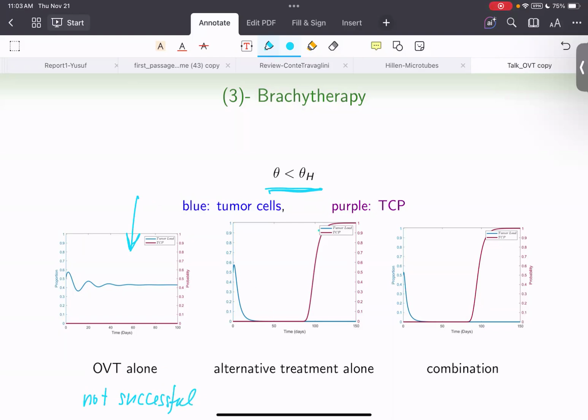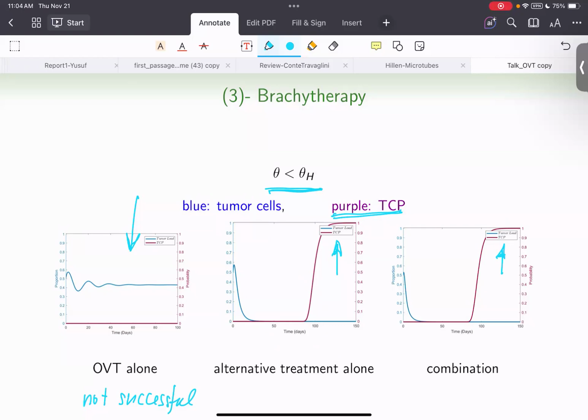And in the middle, I show the alternative treatment alone, which now is the brachytherapy. And in purple, we have the tumor control probability, and we want this to be close to 1. So this happens here, which means the alternative treatment alone, in this case, would be successful. And now we combine them, and then the combination is also successful. It goes to 1 a little bit quicker than before, so we gain a little bit through the oncolytic viral therapy.